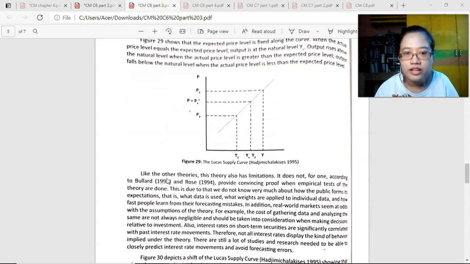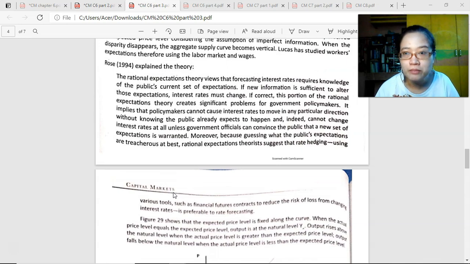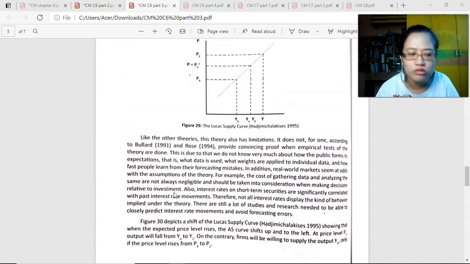Okay. Like the other theories, this theory also has limitations. All of them do. It does not, for one, according to Bouillard and Rose, provide convincing proof when empirical tests of the theory are done. Because of its limitation, the information could be incomplete or imperfect. Okay, so those could lead to wrong decisions, right? This is due to the fact that we do not know very much about how the public forms its expectations.